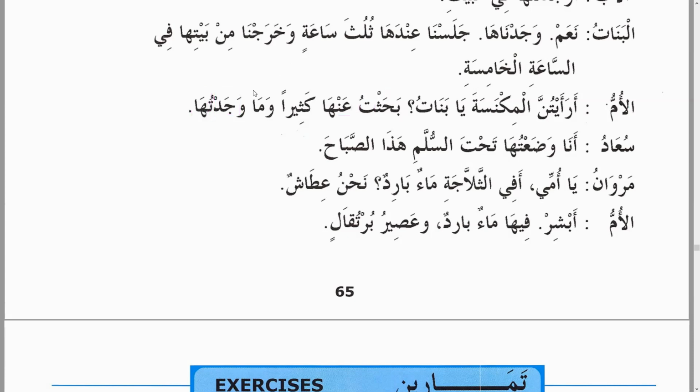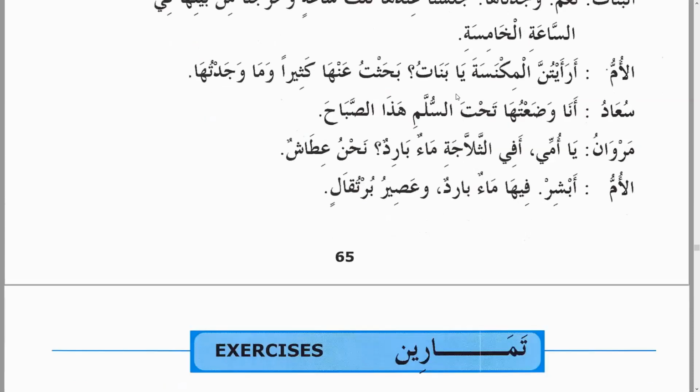Wama wajadtuha. Why is this ha? Because Miknasa is female. So as says, ana wada'atuha. Wada'a is to put. Wada'a is to put something. Wada'a, put. Wada'a. Right? Mudare is yada'u, bab daraba. Right? This is also called misal. Misal, the first letter is weak, it's called misal.